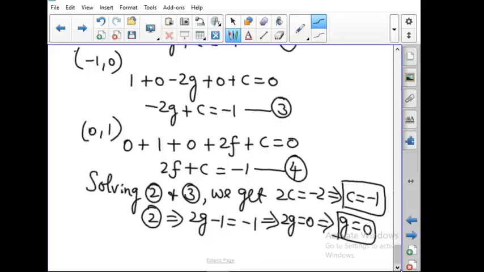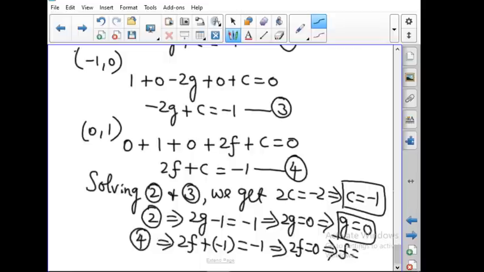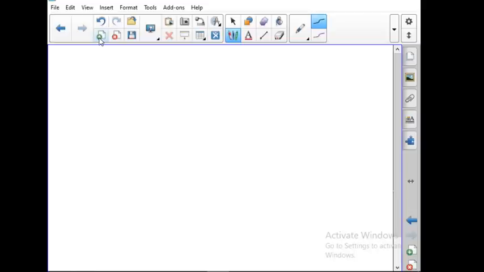Okay. Now let us find the value for f. So substituting minus 1 here, the fourth equation implies 2f plus (-1) is equal to minus 1. That implies minus 1 comes to this side as plus 1, so it will become 0. 2f equal to 0, that implies f is equal to 0. So we got the answers for c, f and g. Both f and g are becoming 0. We are going to write down the equation with c equal to minus 1, f equal to 0, g equal to 0.